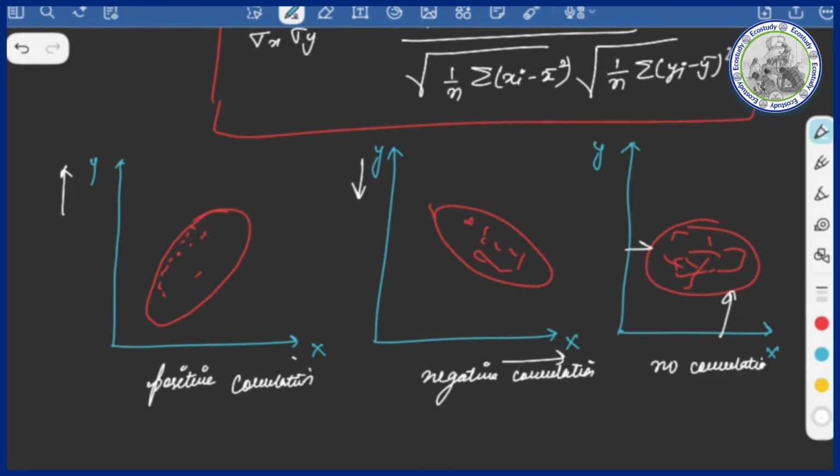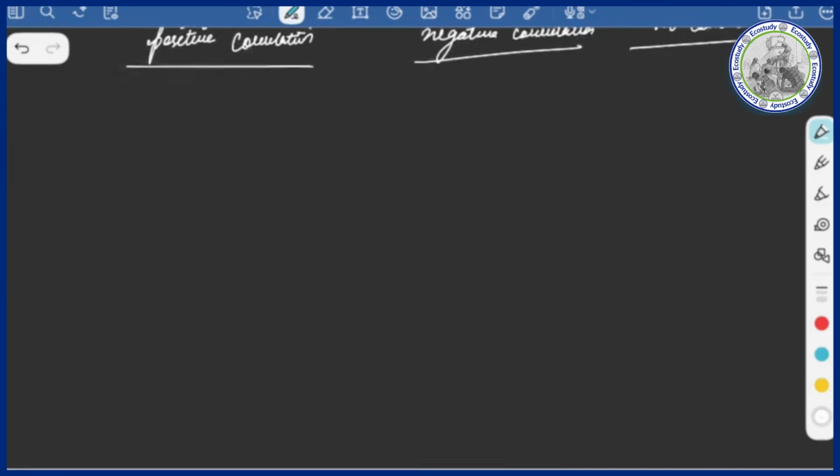So there are 3 types of correlation: positive correlation, negative correlation, and no correlation. In positive correlation, if the variable x increases, y also increases. Here you can see x increases y decreases, so it shows the negative correlation, and here there is no correlation. So let's see the limits of the correlation.